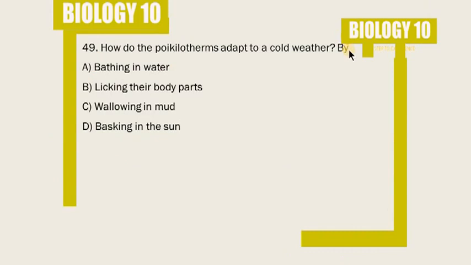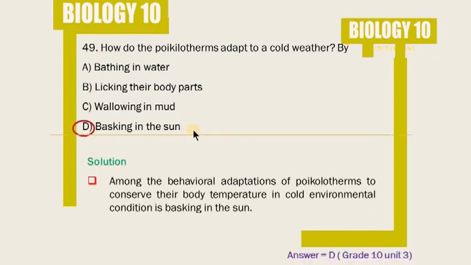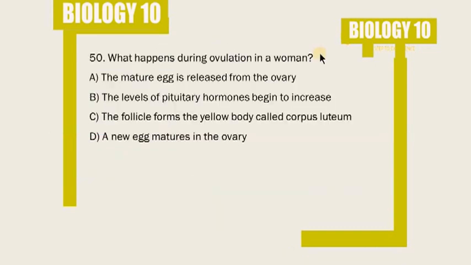Question 49. How do poikilotherms adapt to cold weather? By A. Bathing in water. B. Licking their body parts. C. Wallowing in mud. Or D. Basking in the sun. The answer is D. Basking in the sun. Sitting in the sun to stay warm is one of the examples of how poikilotherms adapt.